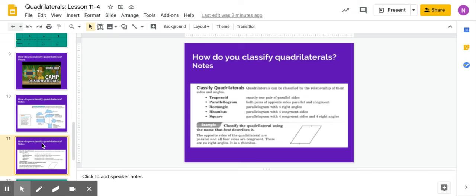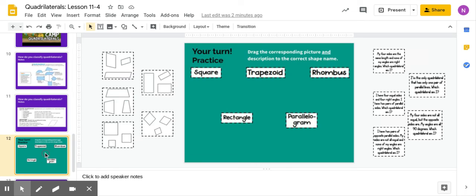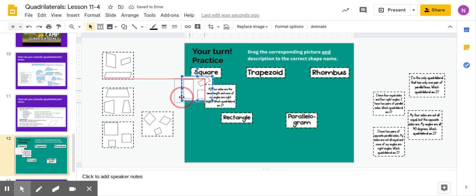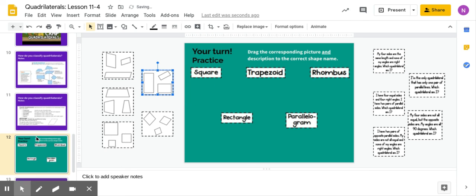All right, another way for you to classify, well, when you get to this slide, notice that it says to drag the corresponding picture and description to the correct shape name. So over here are your pictures, over here are the descriptions, and you are going to drag them to the appropriate area. It's okay if they have to overlap a little bit. That's fine, as long as I can see the majority of it. However it is you need to do it, it's okay if it hangs off the slide a little bit like it was already. Okay, whatever it is you need to do.